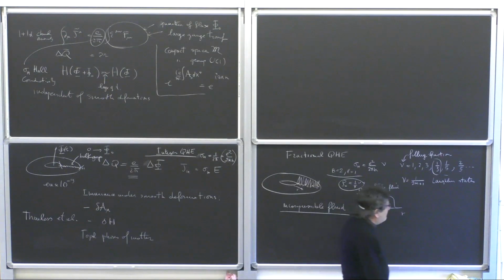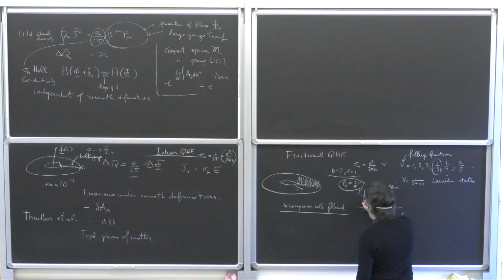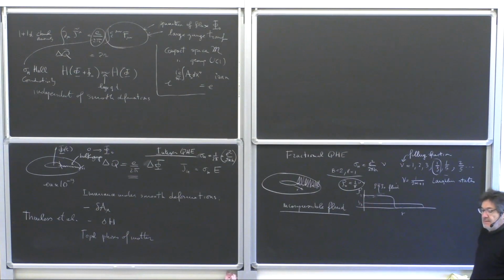Okay, so what is the idea? The idea is that if you have a 1/3 density, then this is 1, then you have an incompressible fluid like this, 1/3. Okay, this is an idea by Laughlin. Okay, physical idea.